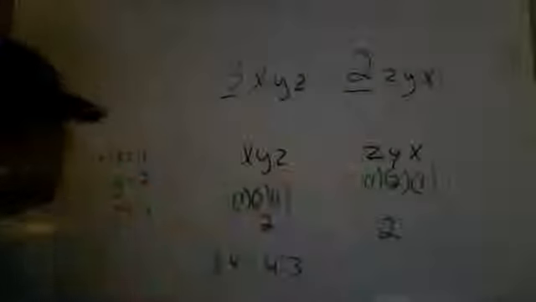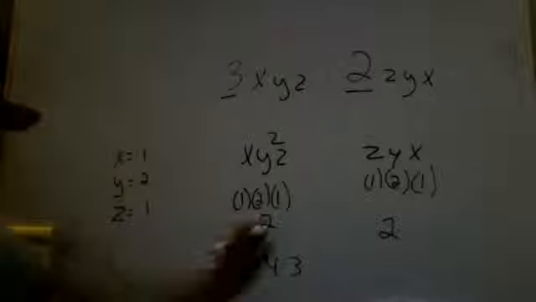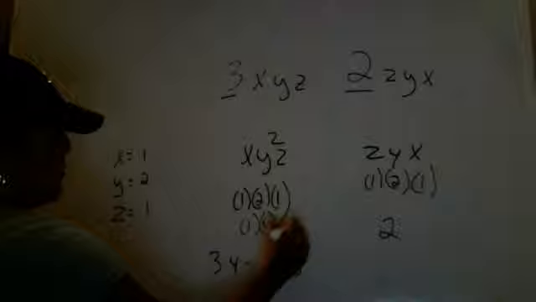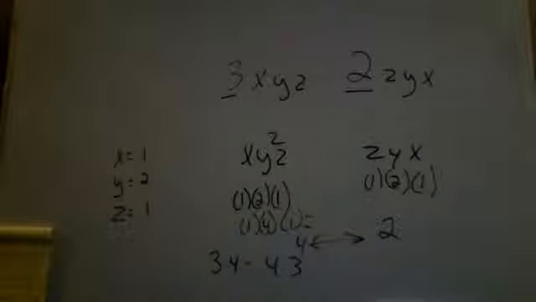They're still the same. However, if this was squared, this now becomes 1 times 4 times 1, which is equal to 4. They are no longer like terms because you get different values.